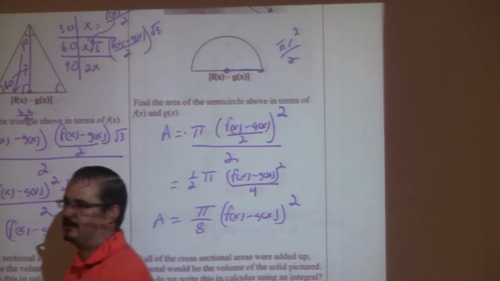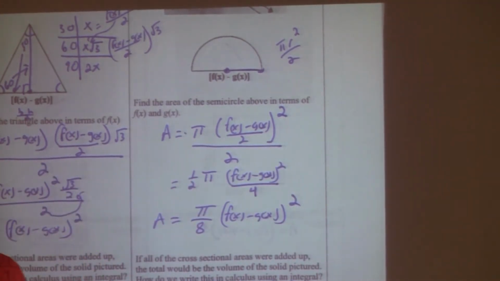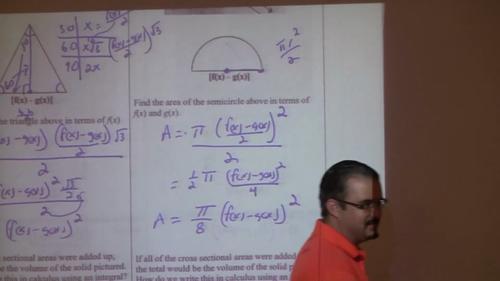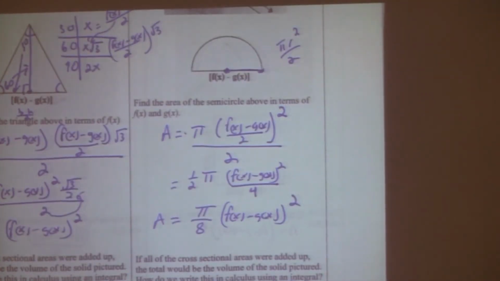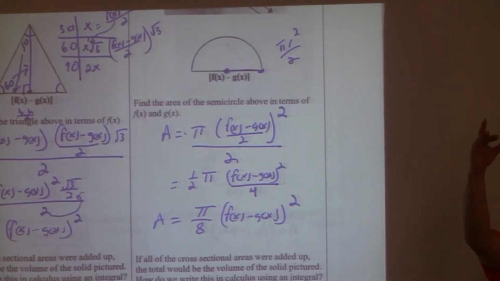How about for circular cross sections? What if they were circular cross sections? That means they would have to be perpendicular to the y-axis. How do we get the area of circles, guys? Pi r squared, right? So that would be pi times f of x minus g of x over 2 squared, right? Over 2, why over 2?